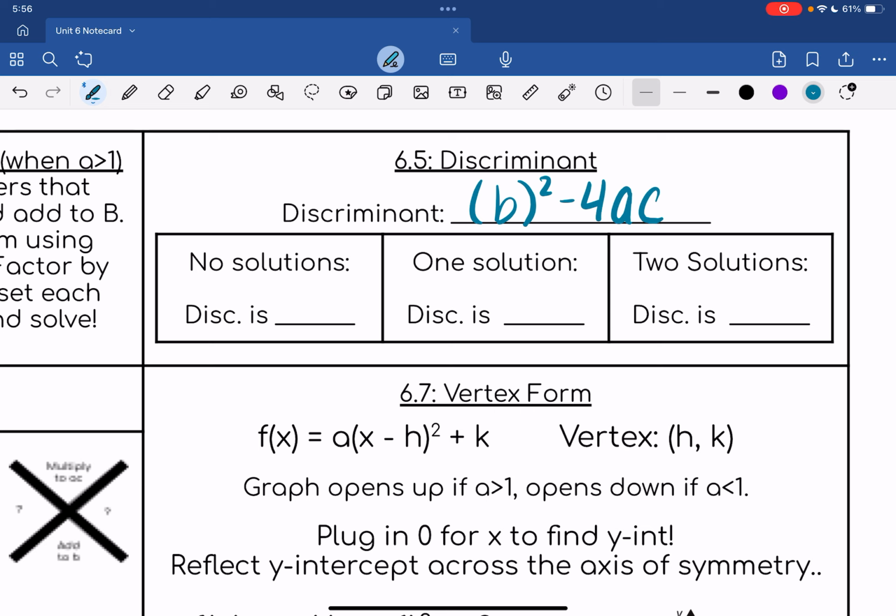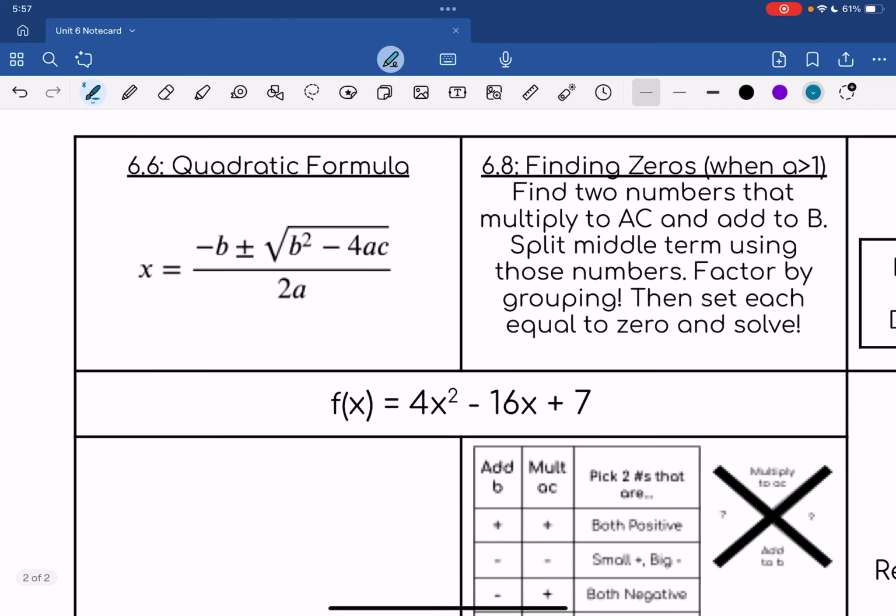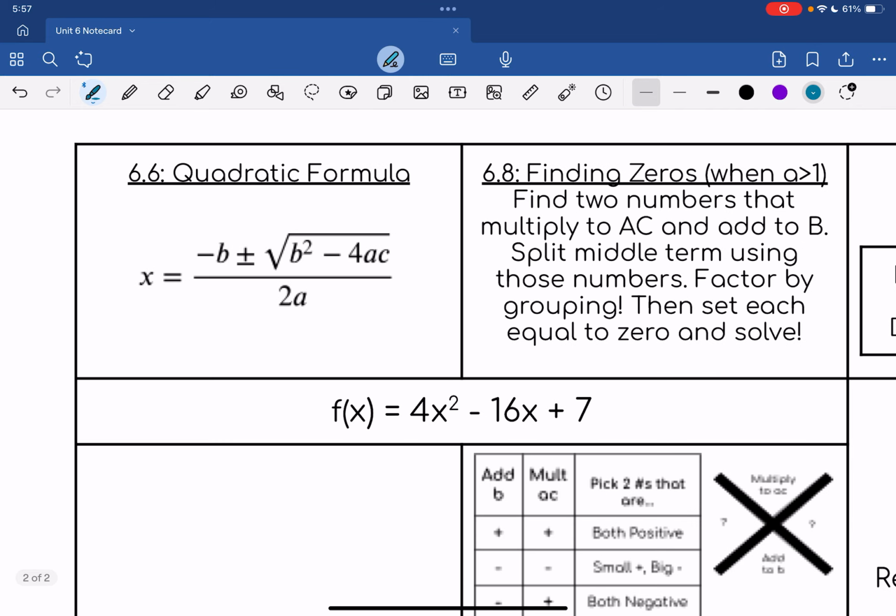Then, if you have no solutions, your discriminant is less than 0. If you have one solution, your discriminant is equal to 0, and if you have two solutions, your discriminant is greater than 0. So I think there's two problems on your test where you have to find just the discriminant, so you'll just do the b squared minus 4ac. Now, let's slide back to the left and do 6.6. And within 6.6, we'll find our discriminant.